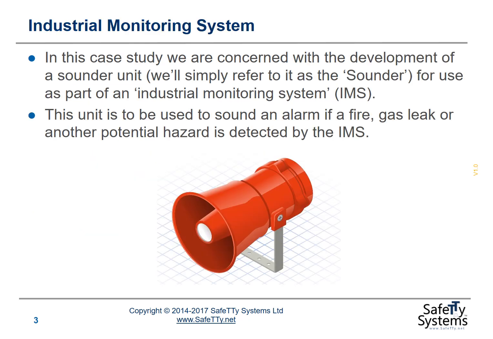So in this case study, we're concerned with the development of a sounder unit. We'll simply call it the sounder, for use as part of an industrial monitoring system. This unit involves controlling a horn unit like this one illustrated here, in order to sound an alarm if a fire, a gas leak or another potential hazard is detected by the IMS.